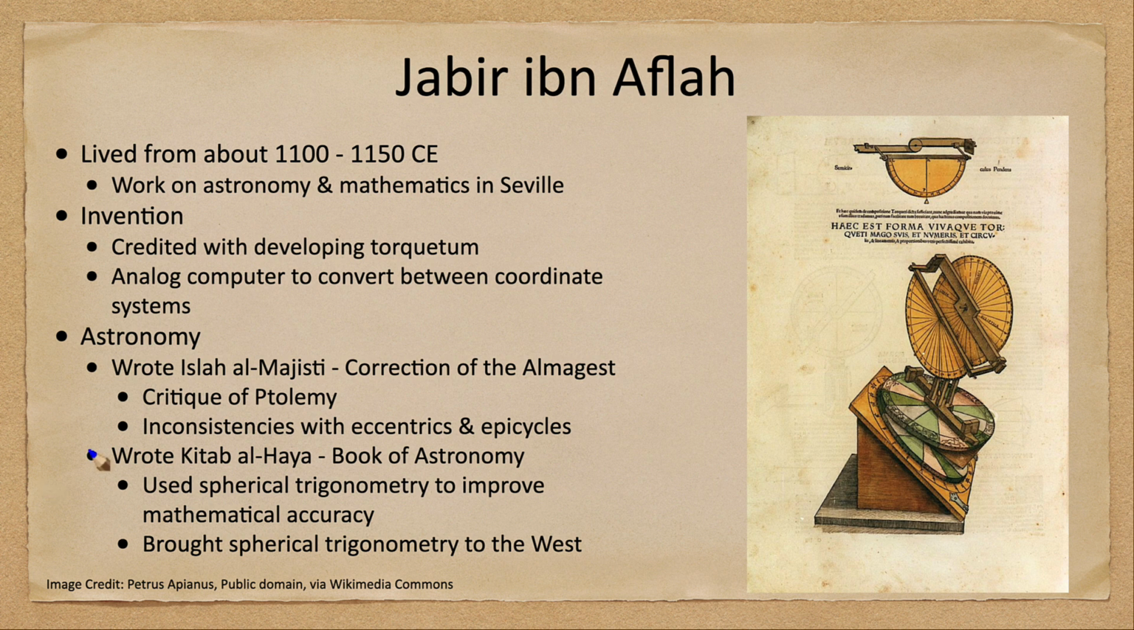So Jabir ibn Aflah lived from about 1100 to 1150. And he did work on astronomy and mathematics in Seville. And one of the things that he worked on was developing a device called a torquetum. And this is a device, it's essentially a computer. Now, not a digital computer as we have today, but many things built back then would be an analog computer.